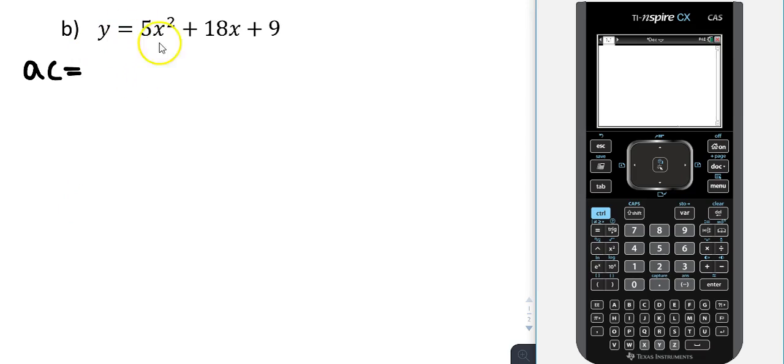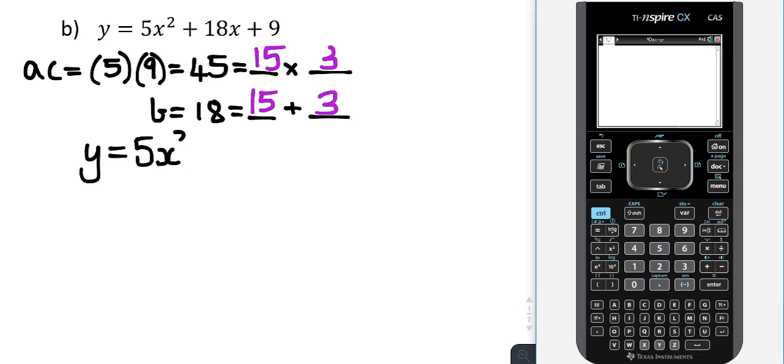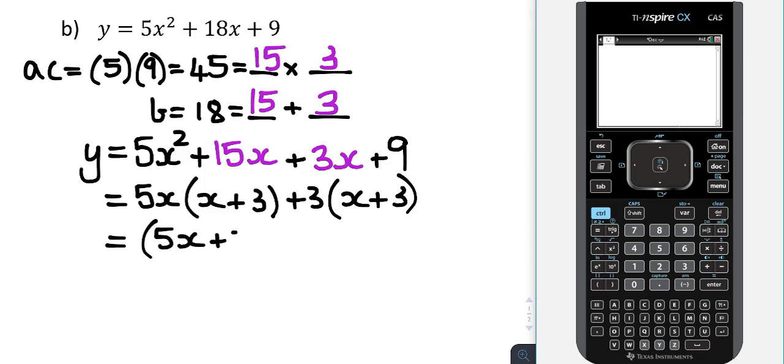In example B, we first need to factorize it. So noting the 5 out the front, this is going to be the AC method. Checking, A times C, so 5 times 9 is 45. So two numbers that multiply to give 45 and add to give the B value of 18. So 15 and 3 work, which means that I can rewrite that equation. And I get out 5x squared plus 15x plus 3x plus 9. Now I take my first two terms and I factorize, and my last two terms and I factorize. And then I pull out that bracket as a common bracket. So x plus 3 is common, leaving me with 5x plus 3.